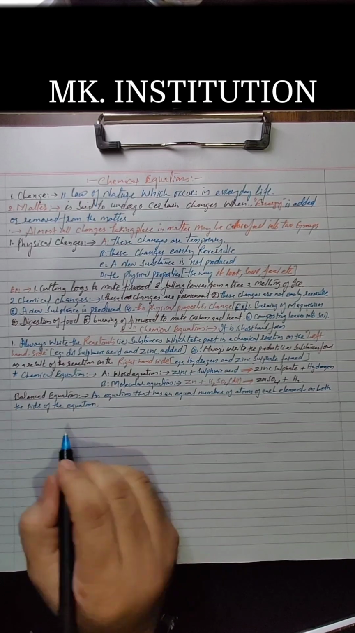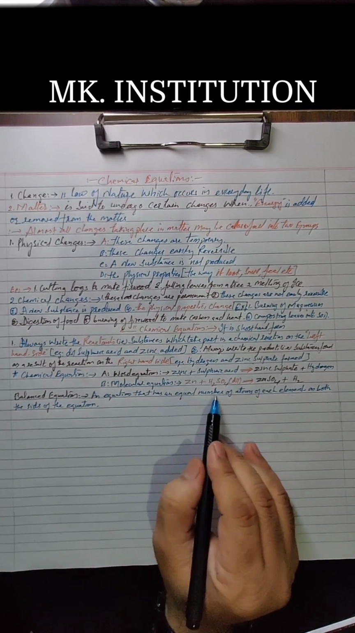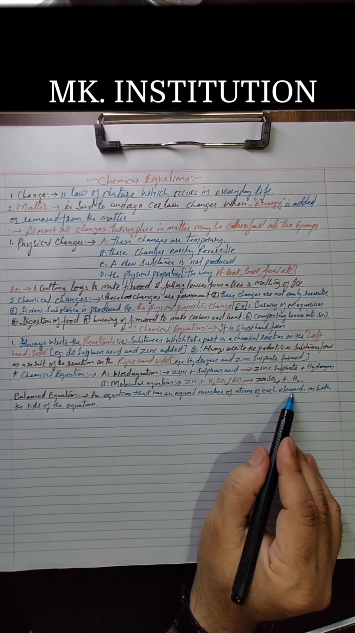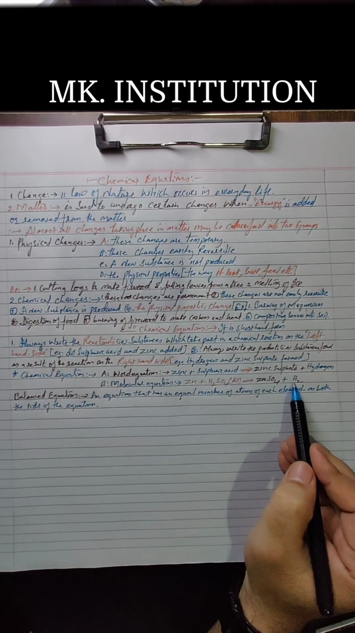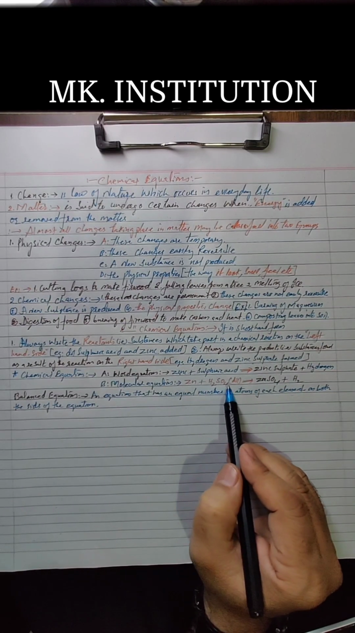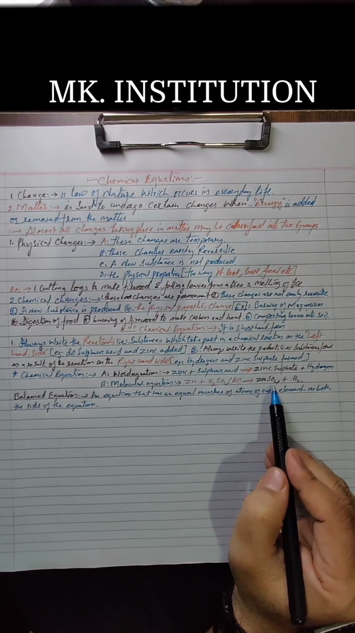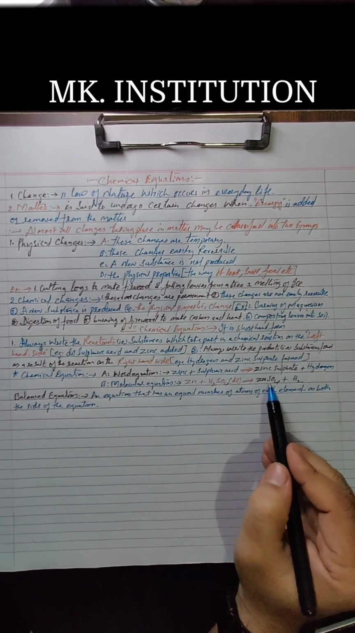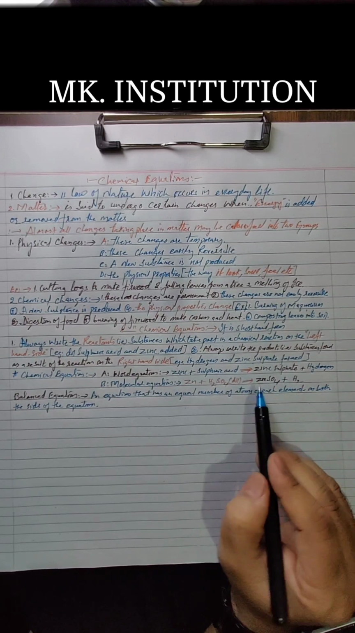Clear? So what does a balanced equation mean? It is an equation that has an equal number of atoms of each element on both sides. Here should be equal and here also should be equal. Whatever molecules or atoms are present in the reactants should be exactly equal to those in what they produce. The atoms of these elements should also be equal.